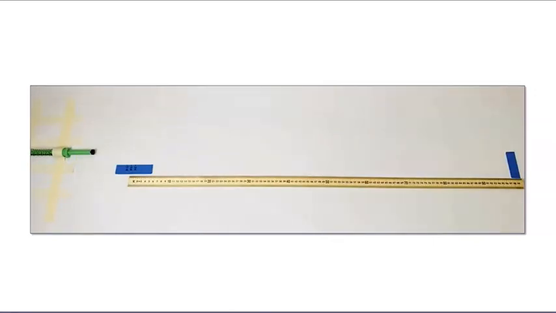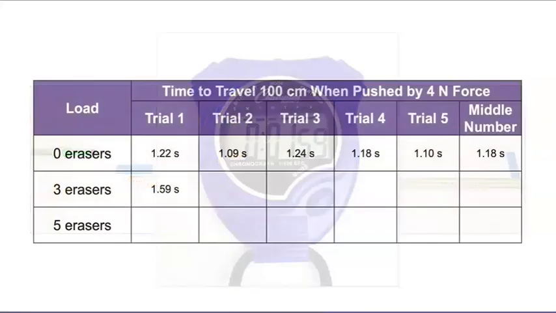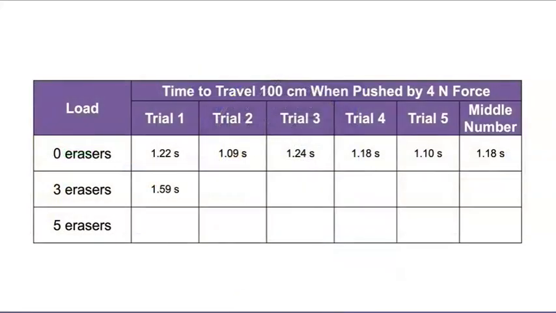Let's look at the stopwatch. Wow! The train model took 1.5900 seconds to cross the finish line. I think that number is greater than the numbers in any of our trials with an empty train model. Let's check. Our first trial with 3 erasers took longer than any of the trials with 0 erasers. I conducted 4 more trials with 3 erasers. Let's look at the rest of the data set.